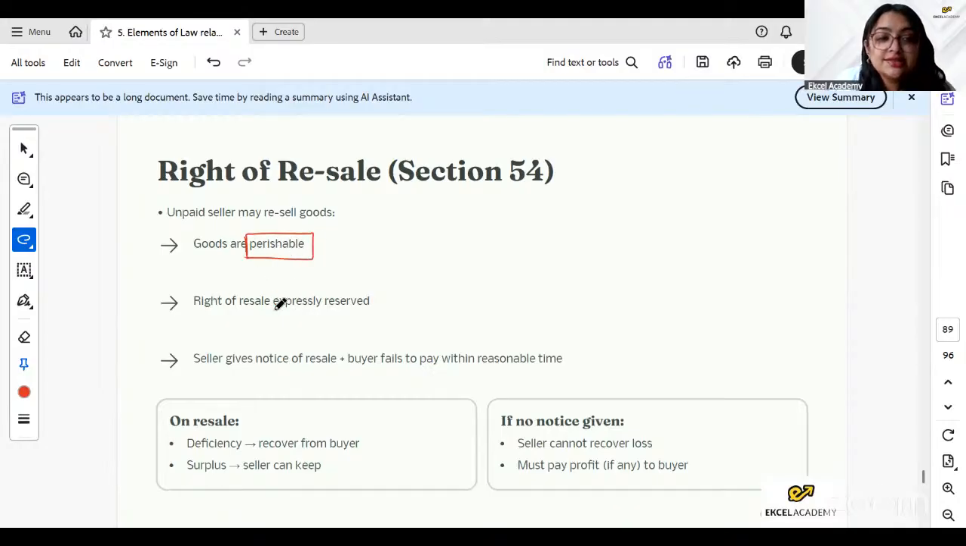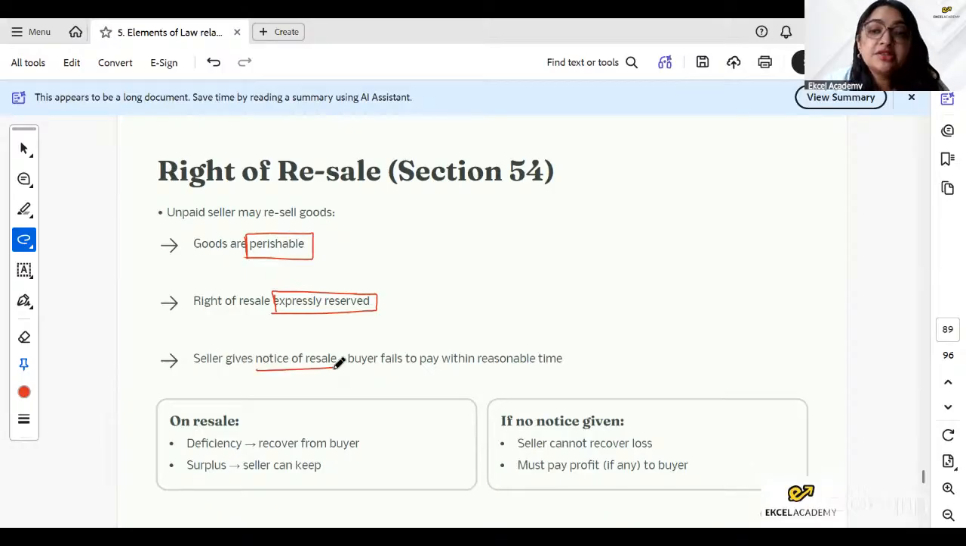If the right of resale is expressly reserved, the seller gives notice of resale, and the buyer fails to pay. Let's look at different cases. What happens if your goods are perishable? Then you will not wait for the buyer to pay you the money. You would rather sell it to someone else and get the money immediately. And here, notice of resale.